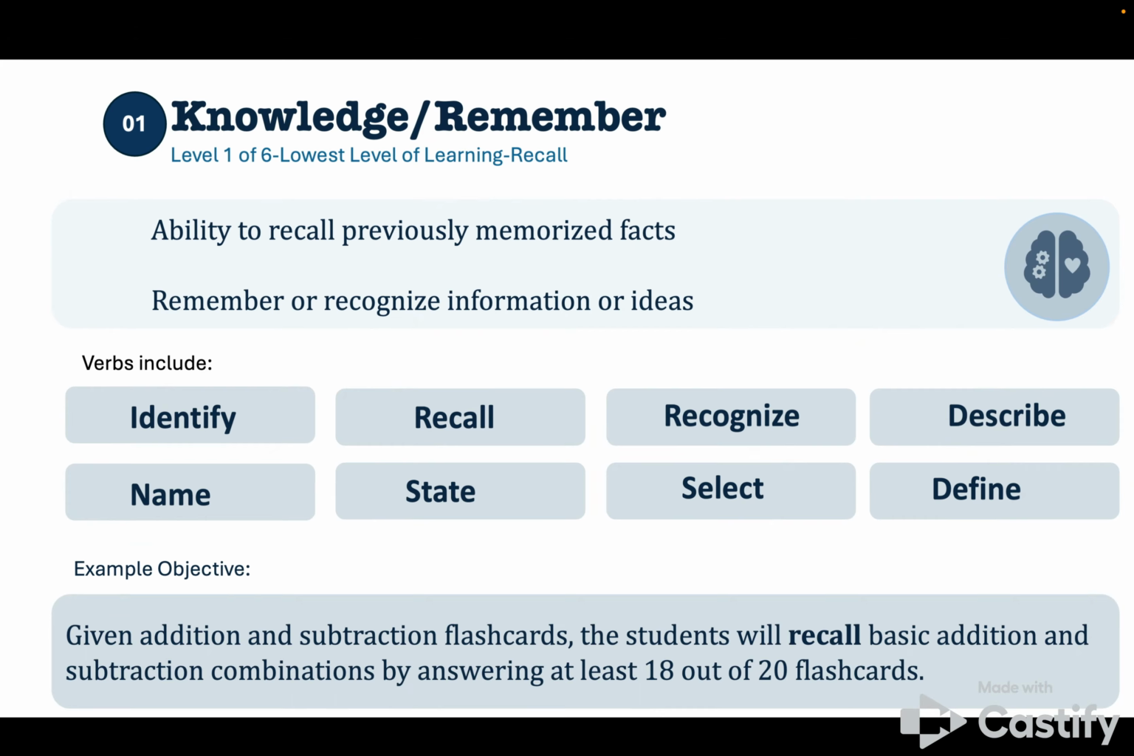My first example. Given the addition and subtraction flashcards, that's the condition, the students, that's the audience, will recall, that's the verb, basic addition and subtraction combinations by answering at least 18 out of 20 flashcards. That's the standard. And that's what you want your students to be able to do at the end of the lesson.